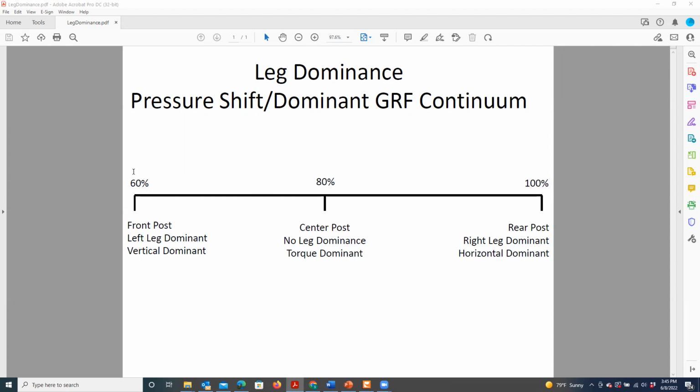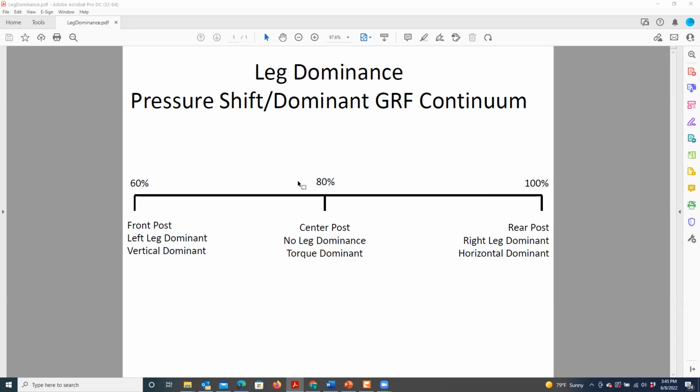And these front post or left leg dominant golfers would need the vertical force to be their dominant ground reaction force. The more your pressure shift sneaks into the 80s, high 80s, 90s, and up near 100, that would be a more rear post or right leg dominant golfer. And obviously, if we're getting 100% of our pressure or near 100% of our pressure into our trail side, we're going to need that horizontal force to push that pressure back to the left, get to our lead side to hit the ball. And so we're going to need to be a horizontally dominant golfer.